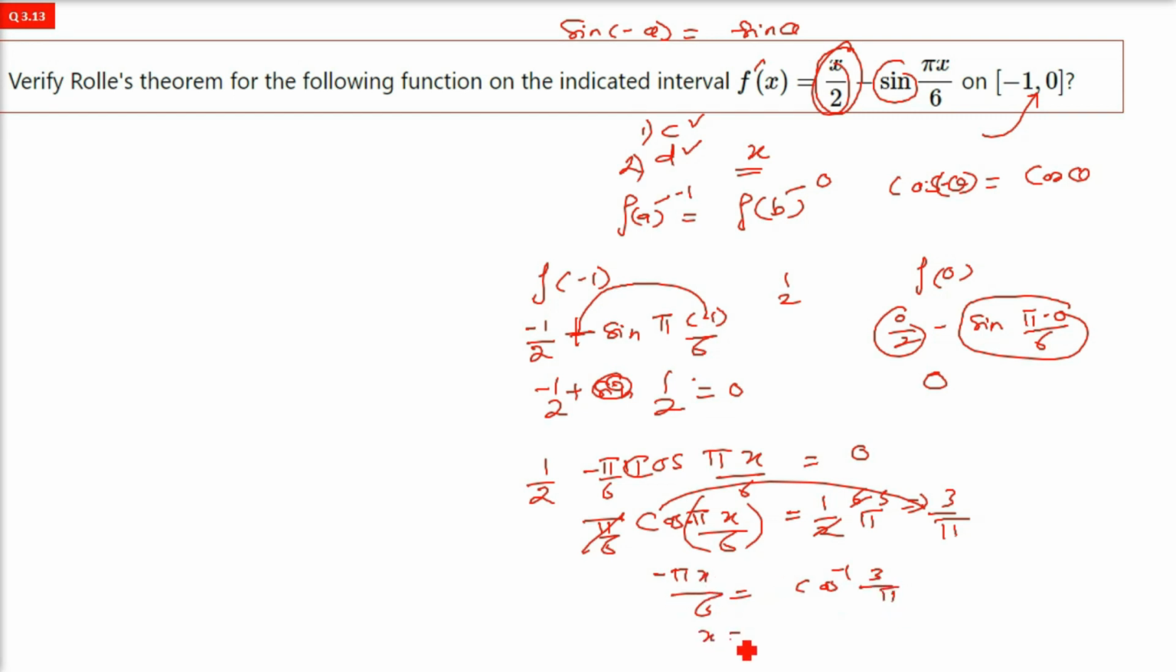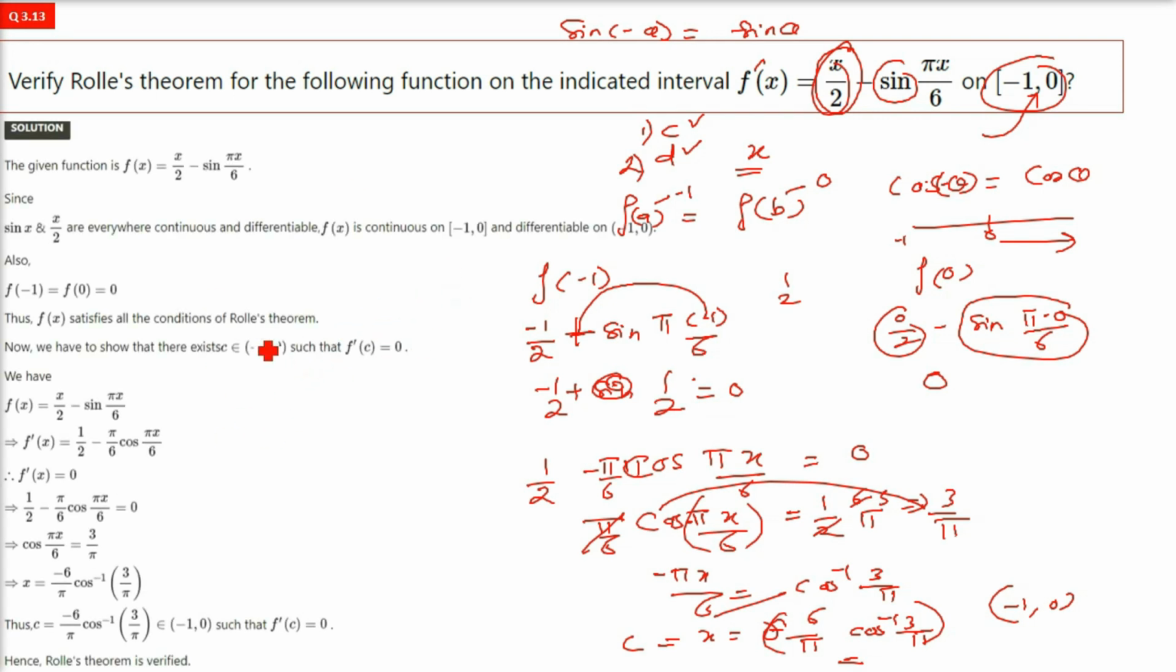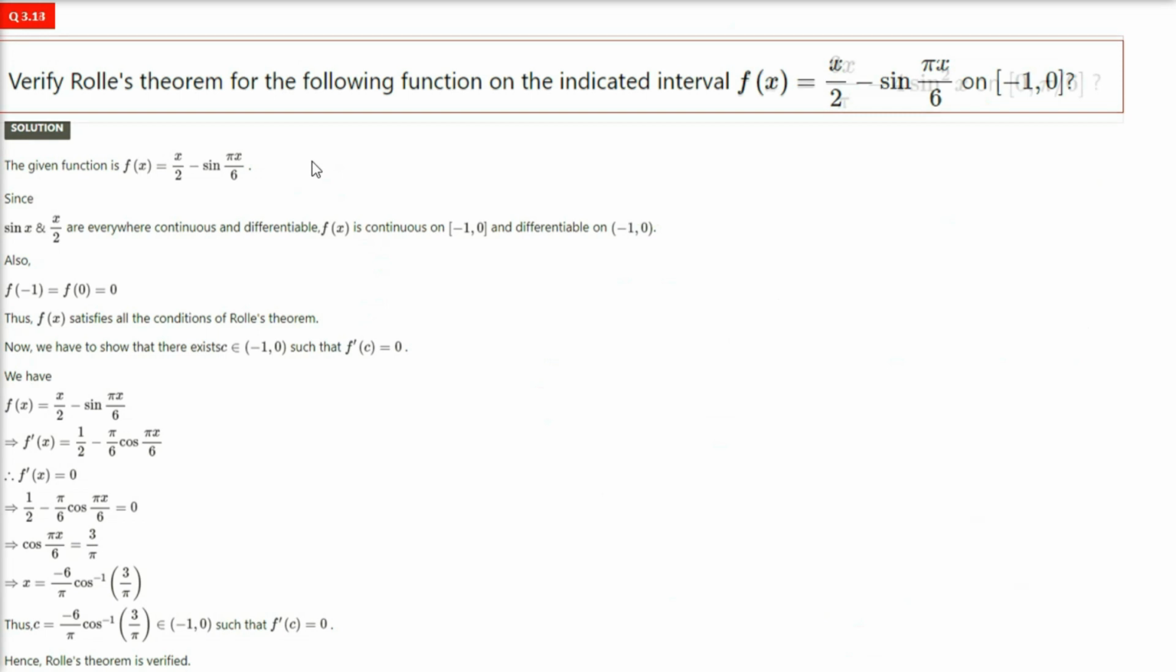When you take this cos⁻¹(3/π), this π/6 will get inverted and go on the right hand side. It will be x = -6/π cos⁻¹(3/π). So now you see this value is lying between -1 and 0. You have to go to the tables and find out this value, cos⁻¹(3/π) multiplied by -6/π. You can always take π as 22/7 or 3.14, or use π in radians. The idea why we introduce this negative is just because we have to show you that it's between -1 and 0. Otherwise that may go beyond some other domain or range.